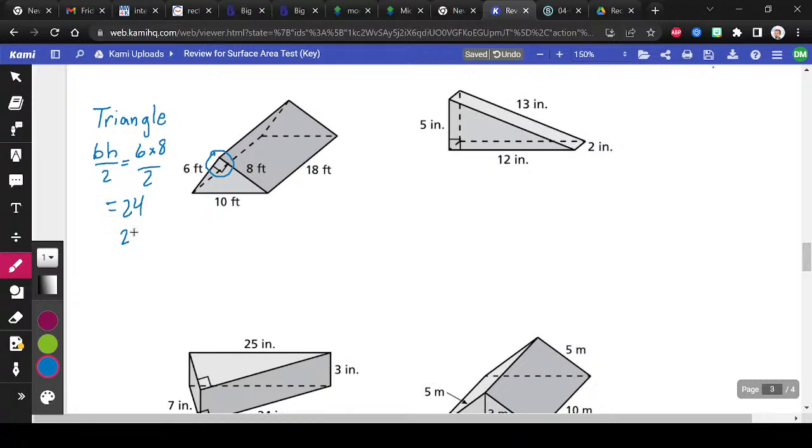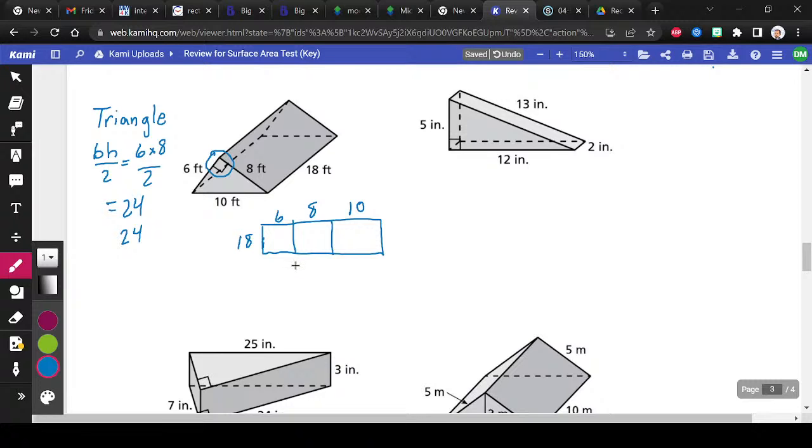So we know we're going to have two 24s. One for the front triangle, one for the back triangle. Now we need our lateral surface area. And so this value right here, this 18, is how far away the front triangle is from the back triangle. And then we go 6, 8, and 10.